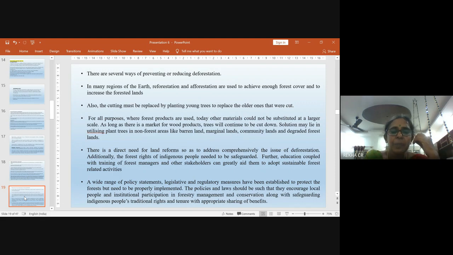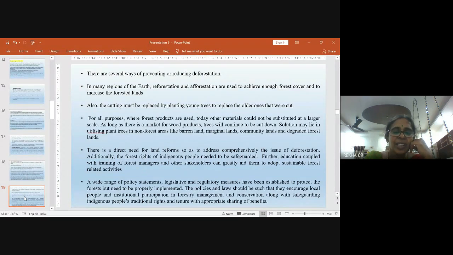So for all purposes where forest products are used today, other materials could not be substituted at a larger scale. So as long as there is a market for wood products, trees are continuously cut down, and the solution lies in planting trees in non-forest areas like barren land, marginal land, community land, degraded forest land, etc. So there is a direct need for land reforms to address the issue of deforestation.